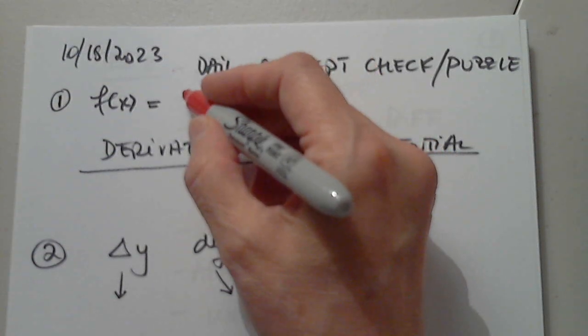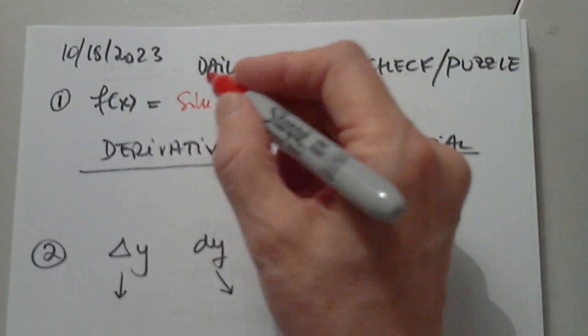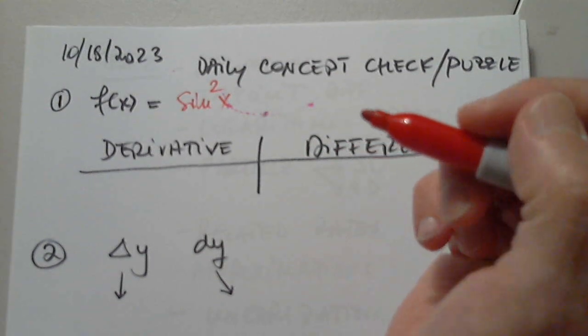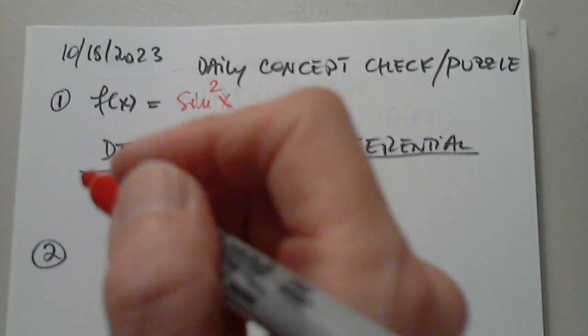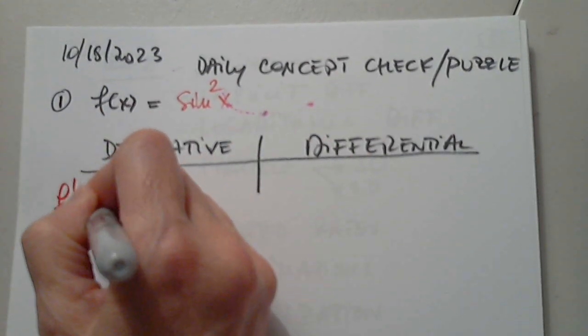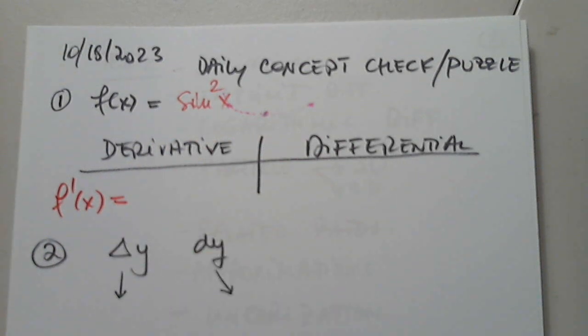Cosine x to the second. Good. Perfect. That's good enough. Can anyone help us with the derivative for this function? Perfect. Sine squared x. Excellent. Can anyone give us the derivative for sine squared x?